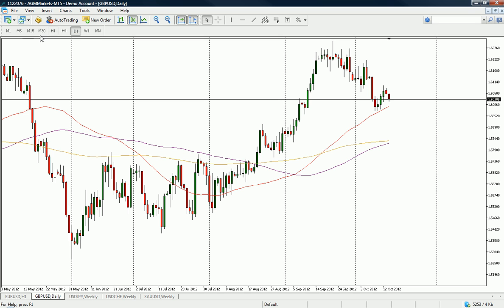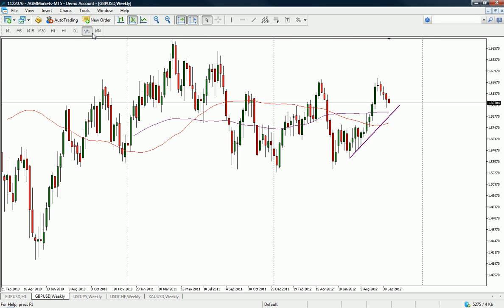In terms of the daily, any sort of buyers out there, keep an eye out on the trendline support. They're still a long way away from that. That will probably coincide with that 100 week moving average.